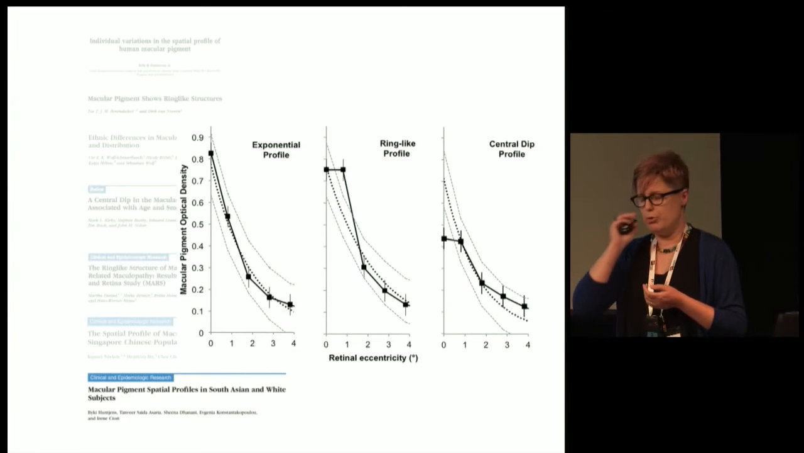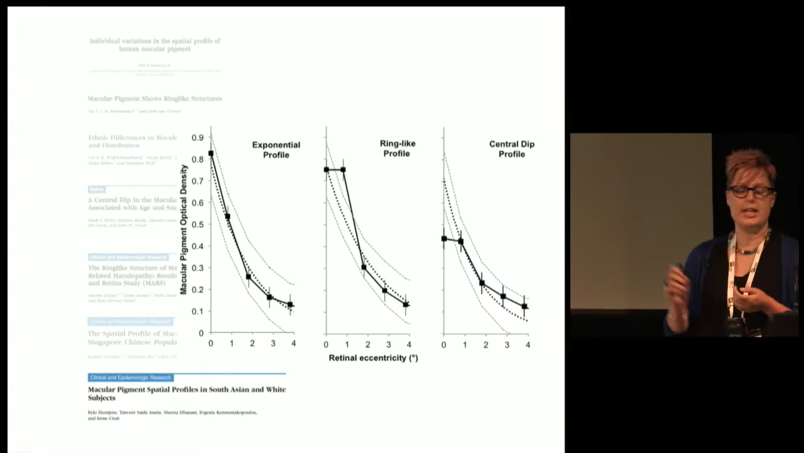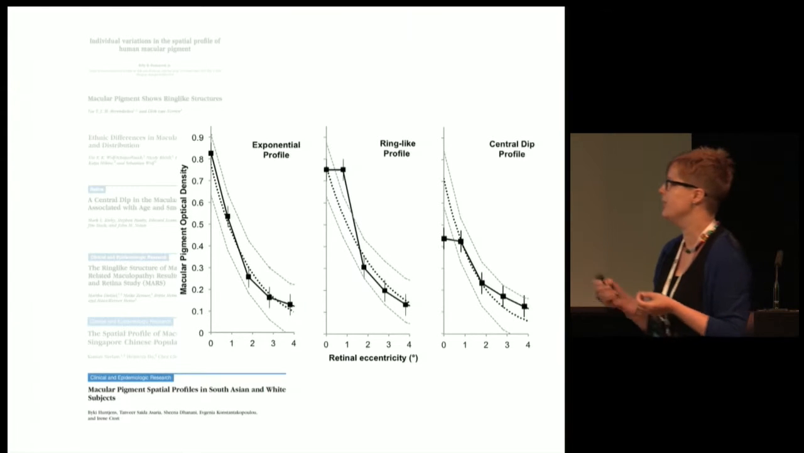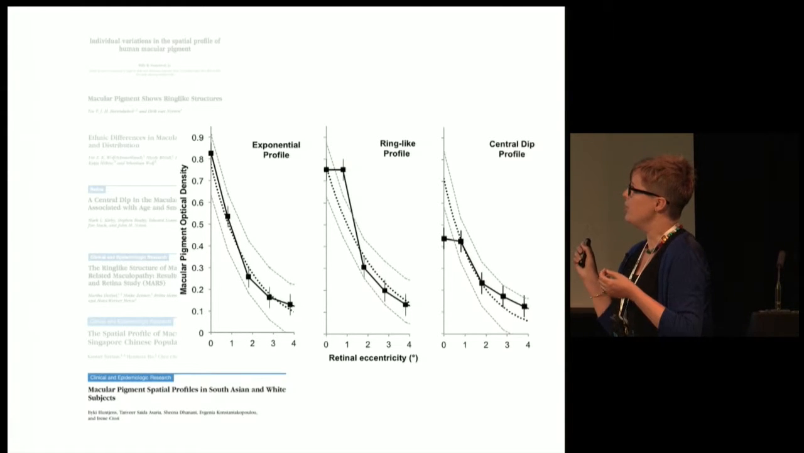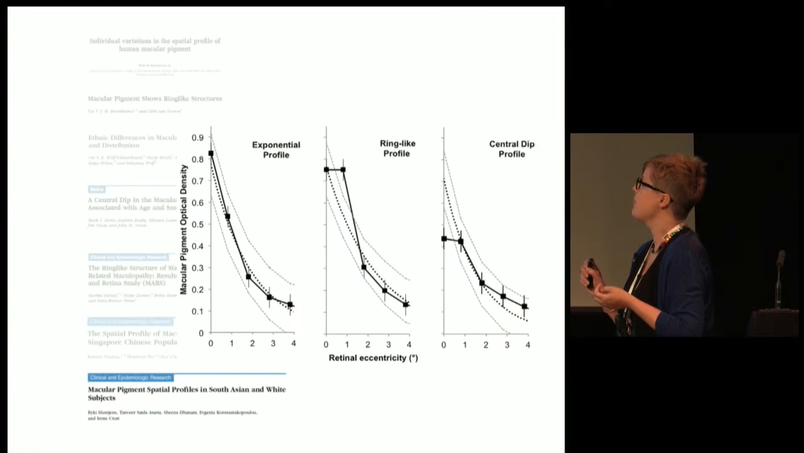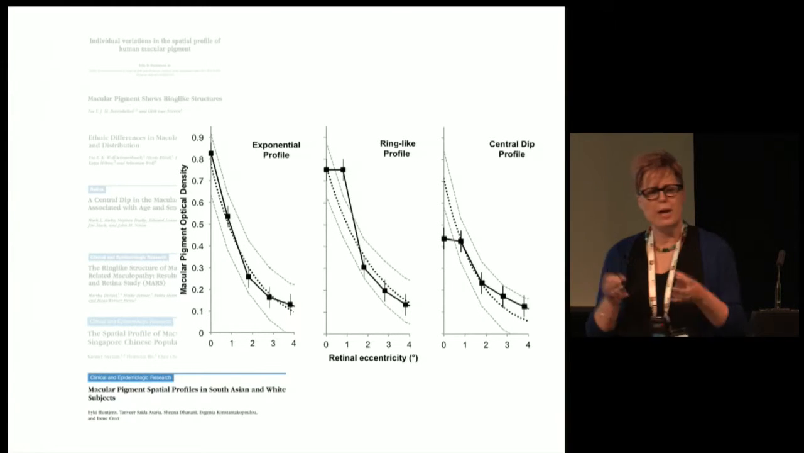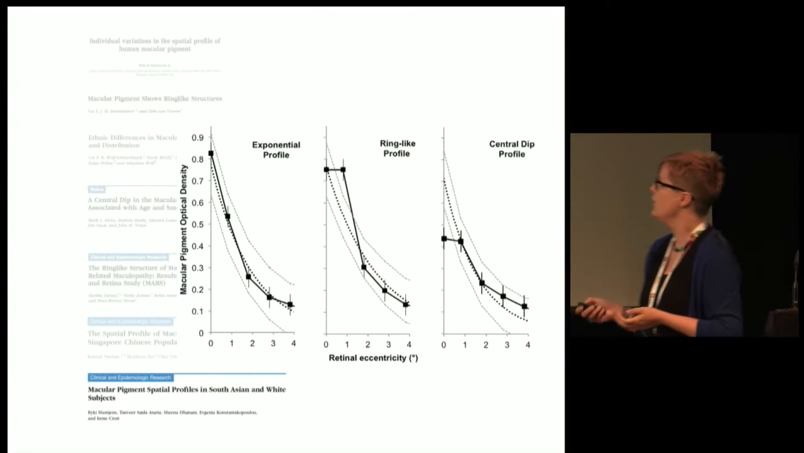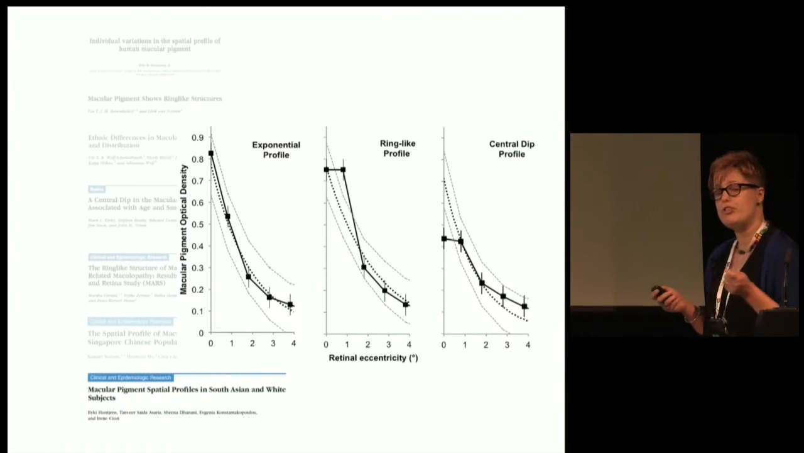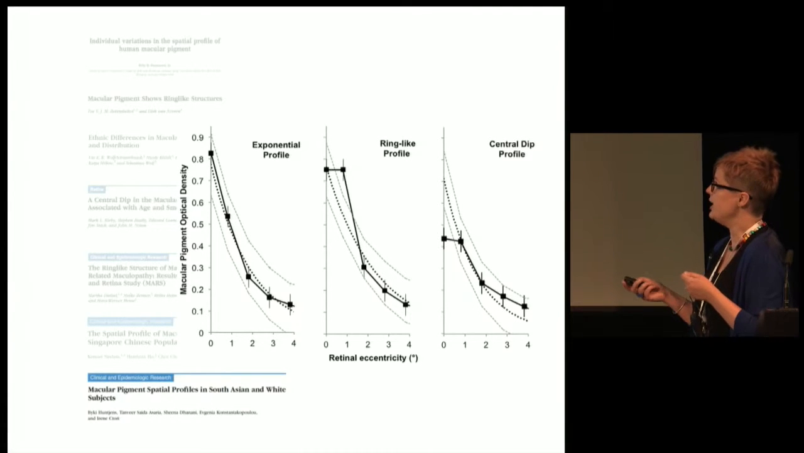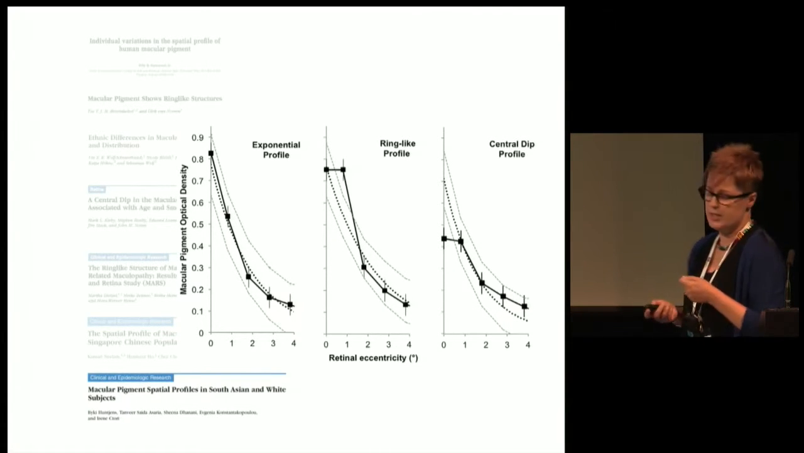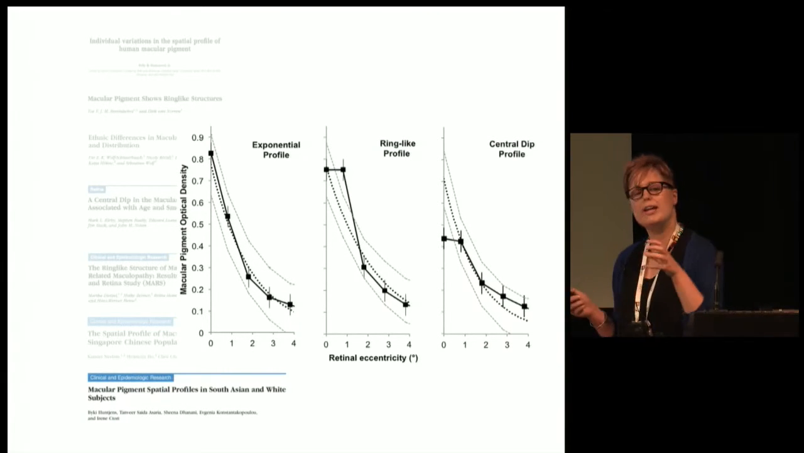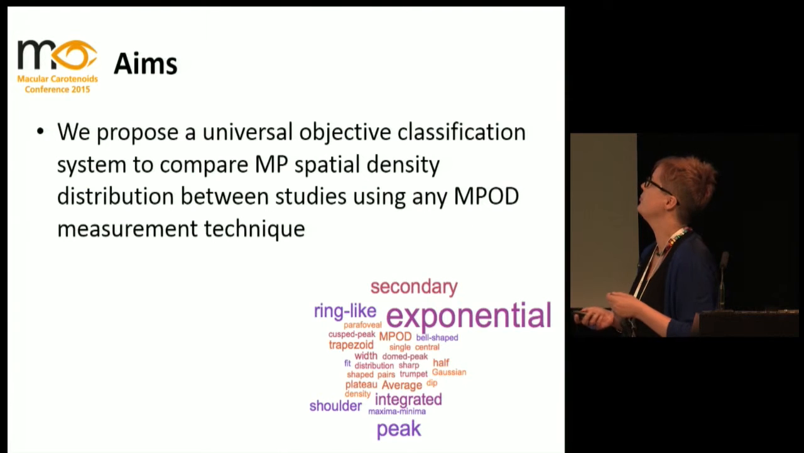So last year, our group reported ethnic differences in the spatial profiles when taking the three variations into account. We used an instrument based on HFP. And really what we were trying to do is to get some sort of objective classification system for this, where we use the coefficient of repeatability of the instrument at all the different eccentricities that we were measuring. So I would like to explore this a little bit further.